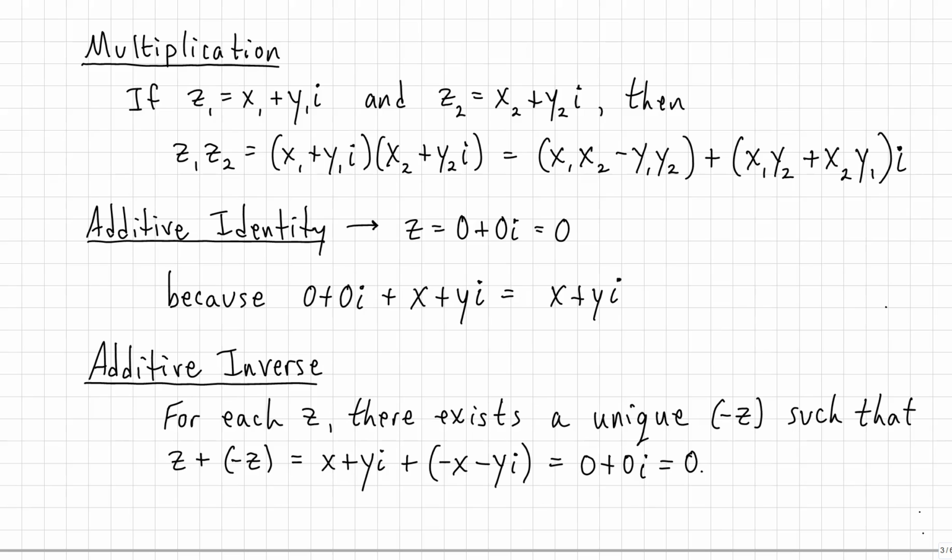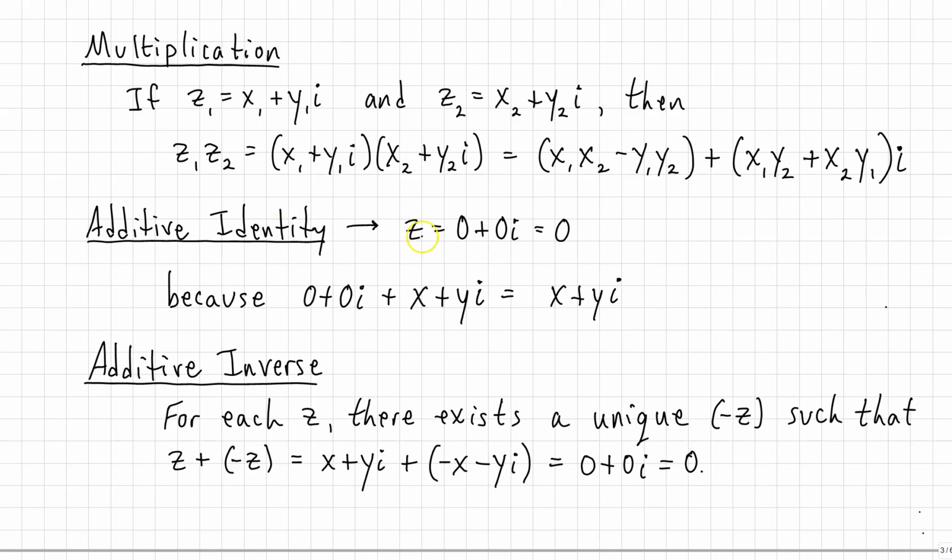Well, now that we've defined addition and multiplication, we need to get all the other properties we're used to having. So we'll start with the additive identity. So in the real numbers, it's 0, because if you add 0 to any real number, it does not change that real number. So we want something similar in the complex numbers. So the additive identity, once again, is going to be 0.